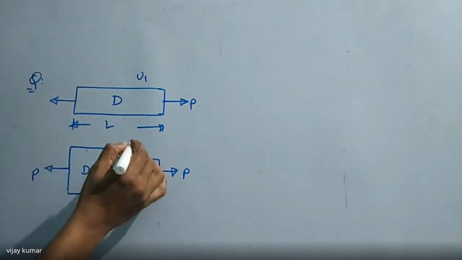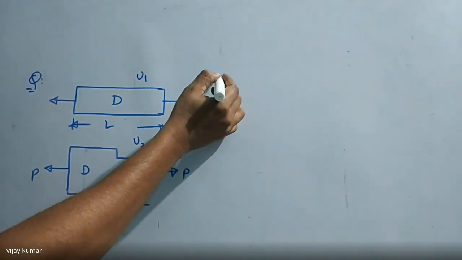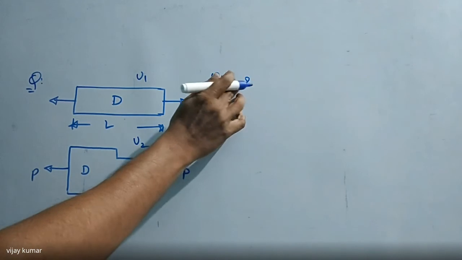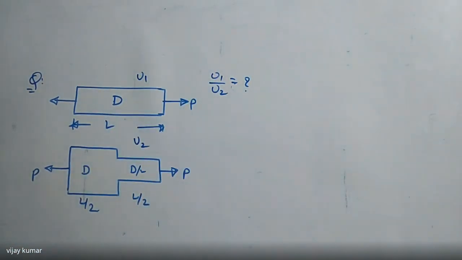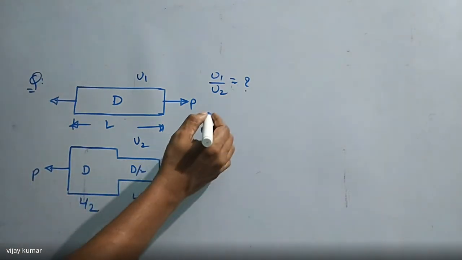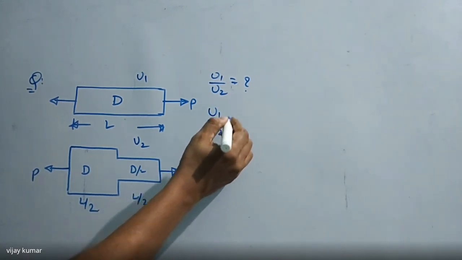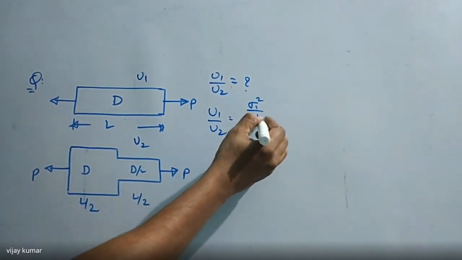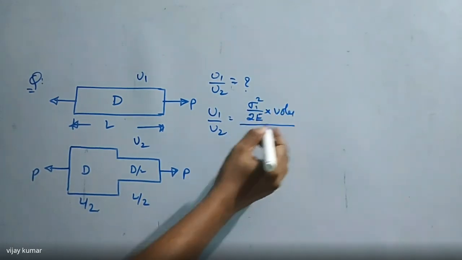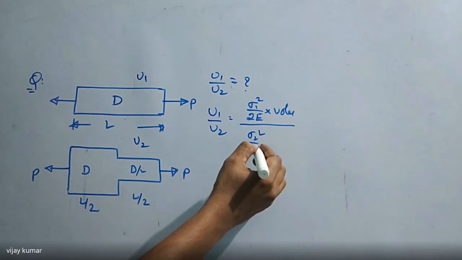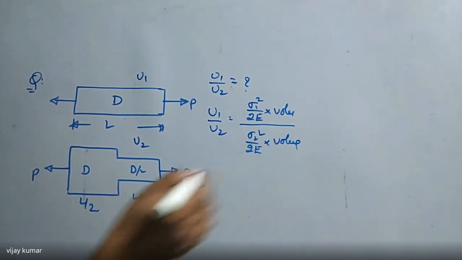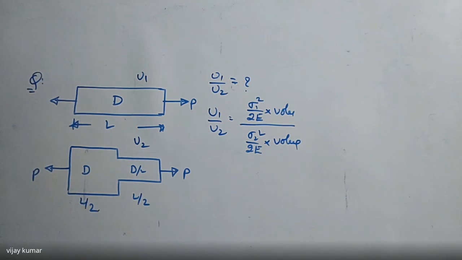So here I'm writing U1, here I'm writing U2. So I'm writing the comparison U1 by U2. We are going to find the ratio between U1 by U2. Did you get my point or not? Right, so how to find this value? I'll give it to you. Listen carefully. U1 by U2 is equal to sigma 1 square divided by 2E into volume, divided by sigma 2 square divided by 2E into volume. Did you get my point?